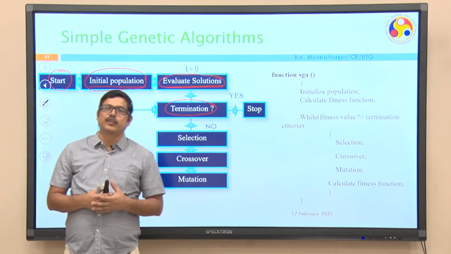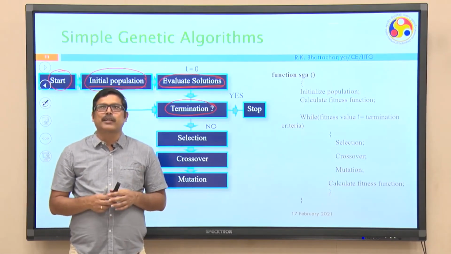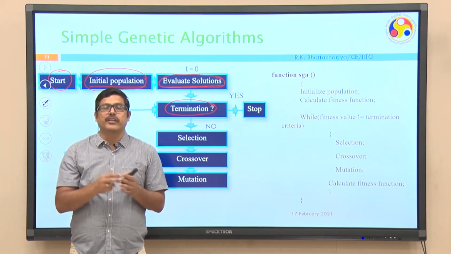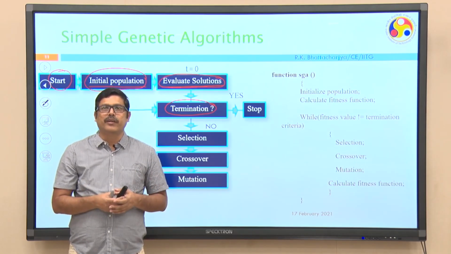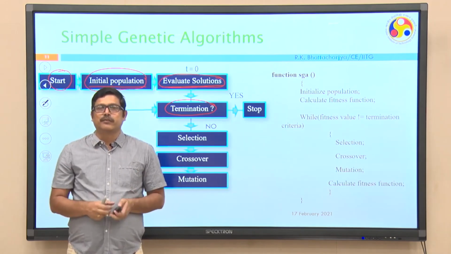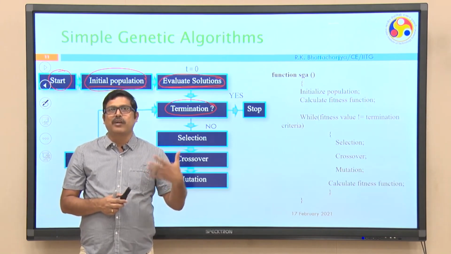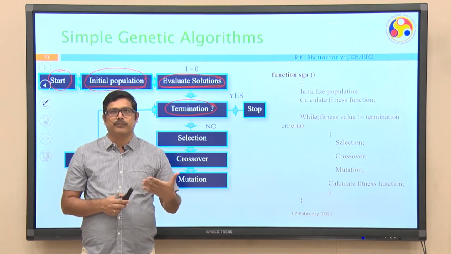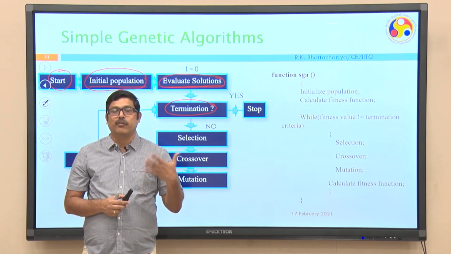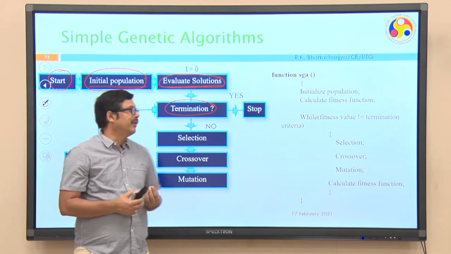Now what should be the termination criteria? I will discuss in detail in some of the classes. But one criterion may be the number of iterations. We call it generation, but it is nothing but the iteration. So this iteration can be a termination criterion, that I would like to iterate for 100 iterations, or 500 iterations, or 50 iterations, something like that.